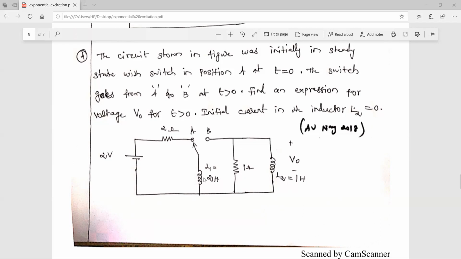Okay, and two inductors. This is inductor L1 and this is inductor L2. Inductor L1 is 2 Henry, and inductor L2 is 1 Henry. The two resistors, 2 ohm and 1 ohm, are given. So what is our question?